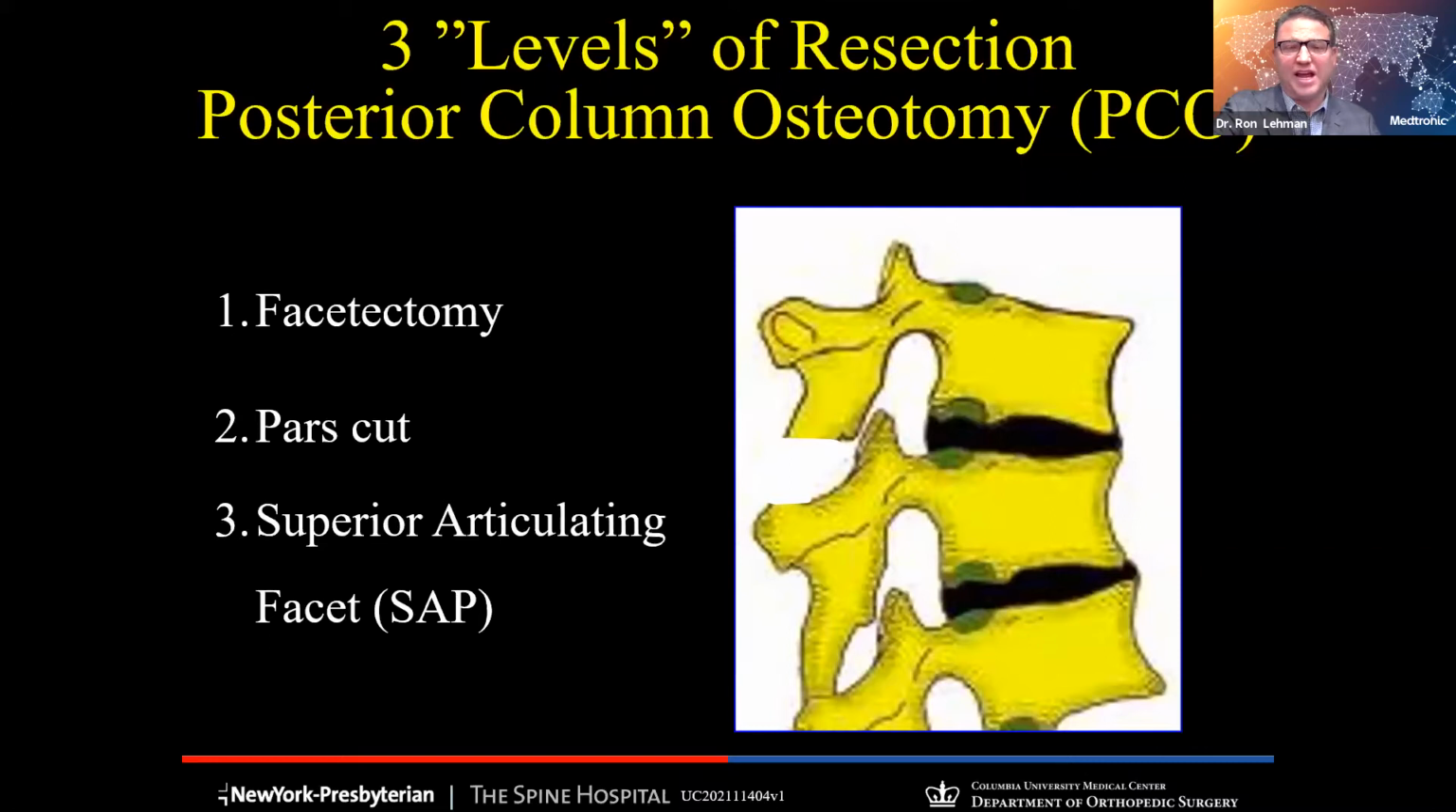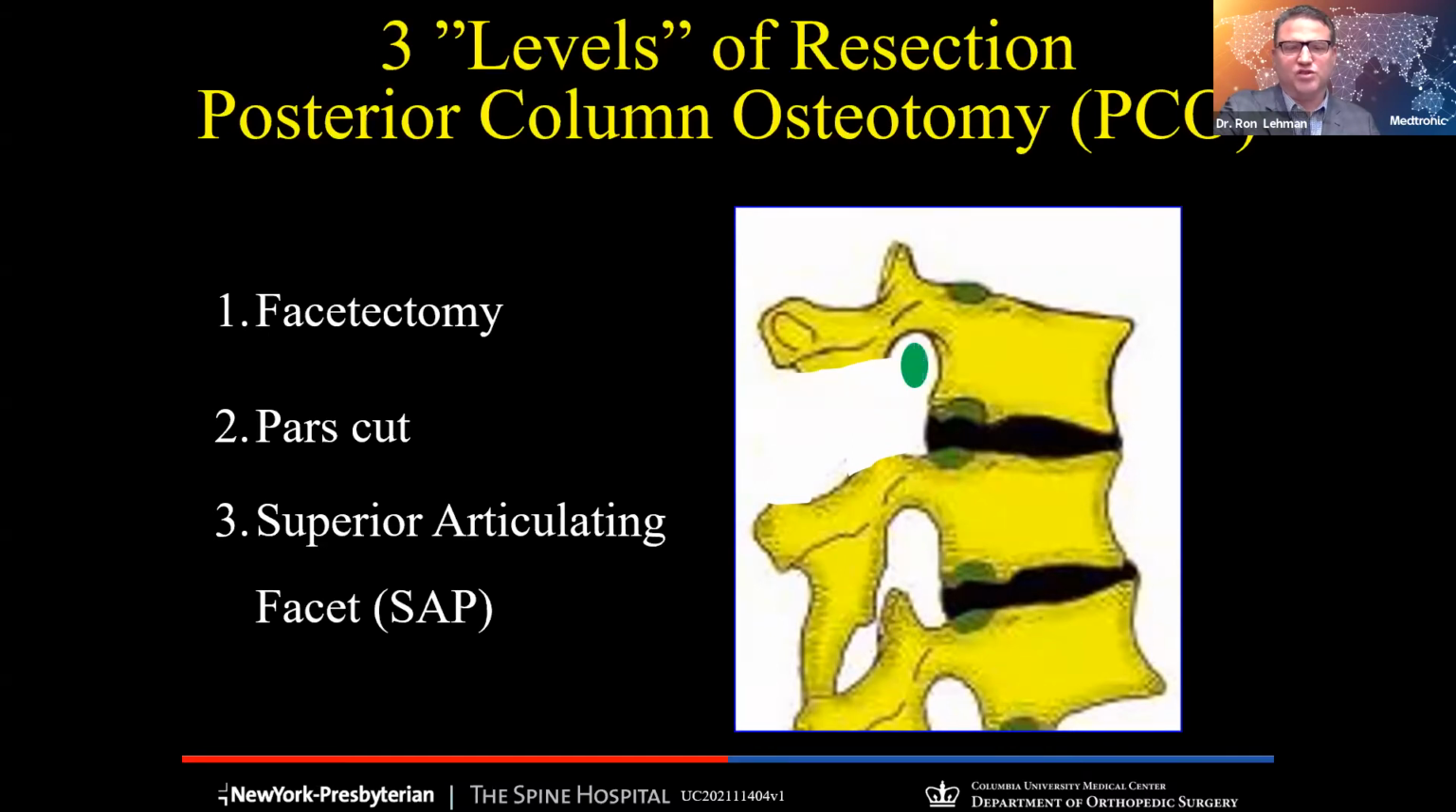Facetectomies are things that we perform as we do the surgery itself. We then make a pars cut. This is much more commonly performed for a TLIF, but oftentimes if we do a PCO, we're going to do this bilaterally. And then the third component is if we need a lot of correction, we can actually take away the superior articulating process or facet as well.